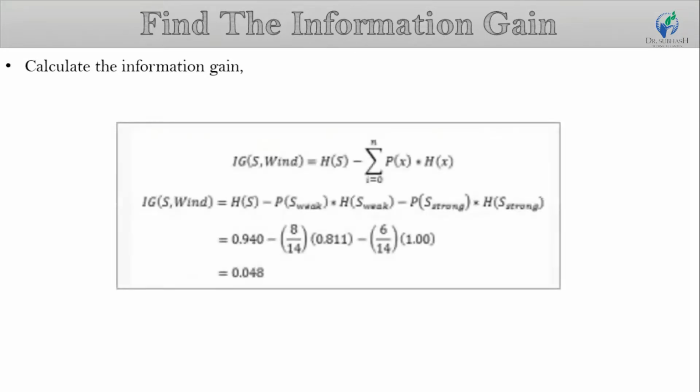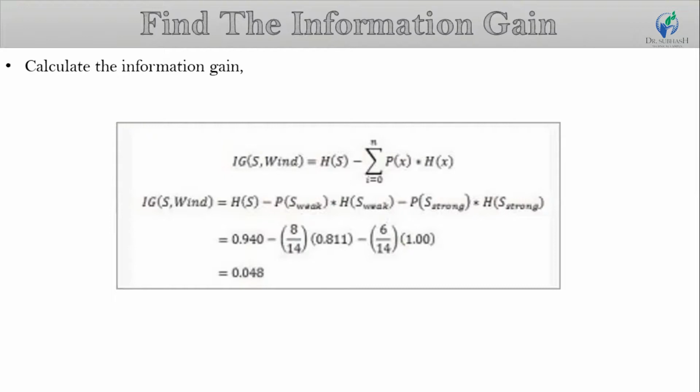Now we calculate the information gain. So information gain of wind is equal to H of S minus the summation of i equal to 0 to n of P of x multiplied by H of x. Now we put in the values for wind. So H of S is equal to P of weak into H of weak minus P of strong into H of strong.